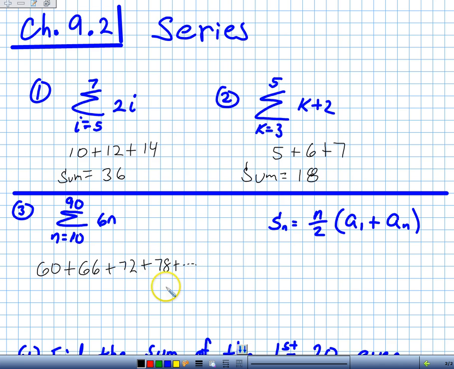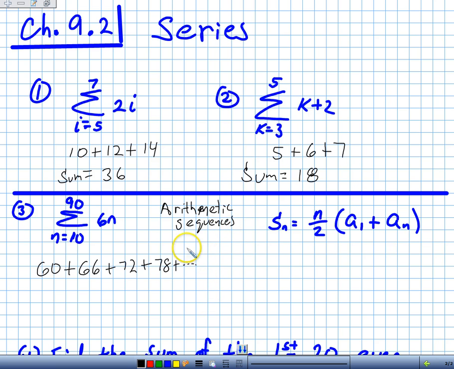And when do I stop? Well, I have to get all the way to 90. Well, that takes a long time, and I'm not going to write all those numbers. Fortunately, if I want to do the sum, I do have a formula that will help me get the answer to that. It's over here. Now, this particular formula only works for arithmetic sequences.